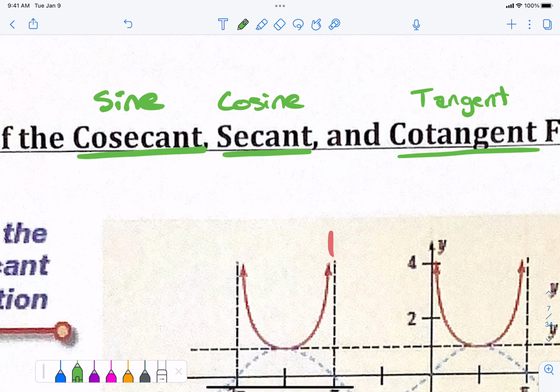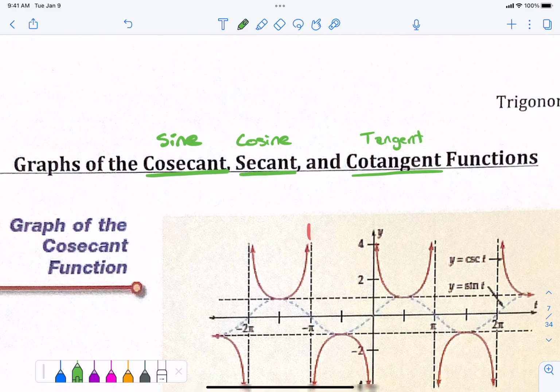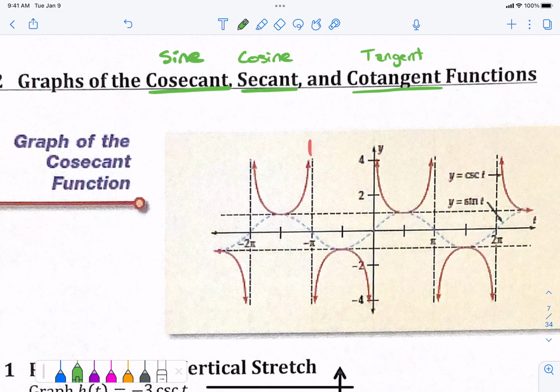I think cosecant should go with cosine and secant should go with sine. That's the way it should be, but it doesn't make sense. We'll see. Possibly. Okay, so cosecant, secant, cotangent. Those are the graphs that we're going to learn today.